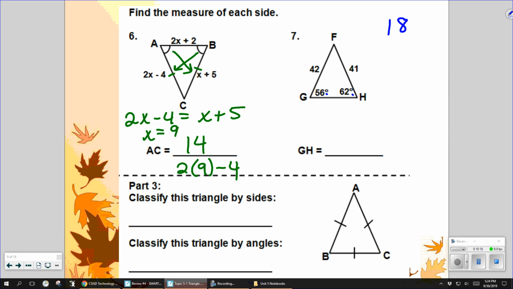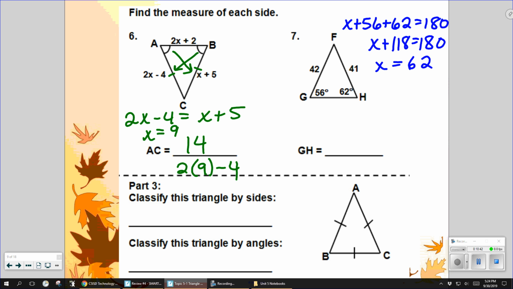Yes, I can add 56 plus 62. Let's go ahead and give this an X. I can add 56 plus 62 and subtract that from 180, and that will give me the third angle in the triangle. So I've got x plus 118 equals 180. Then I know x equals 62.